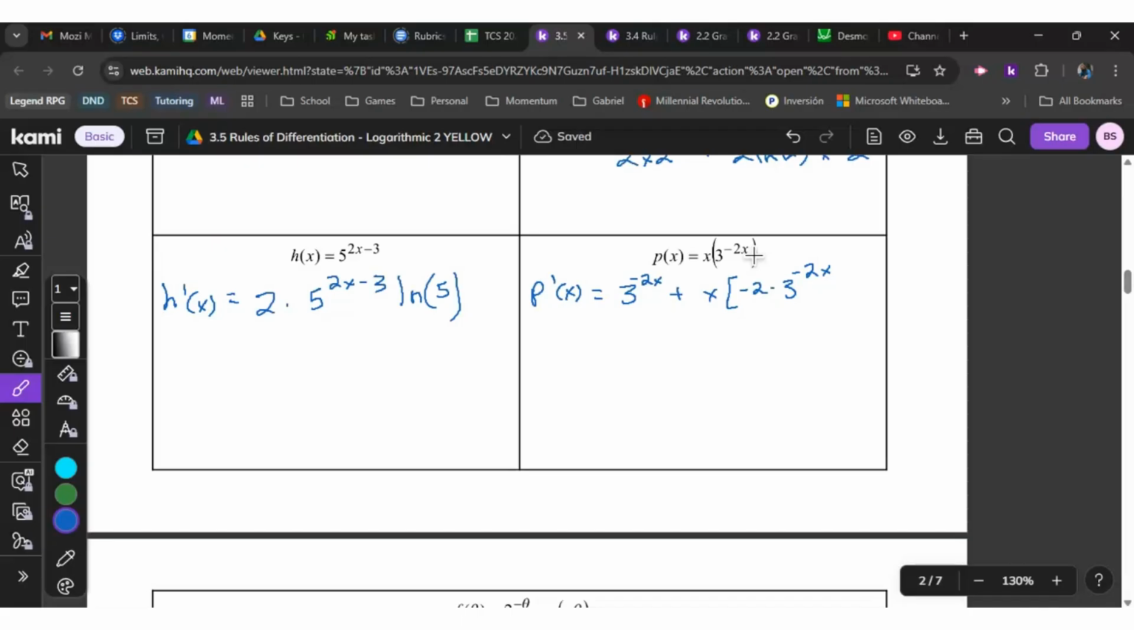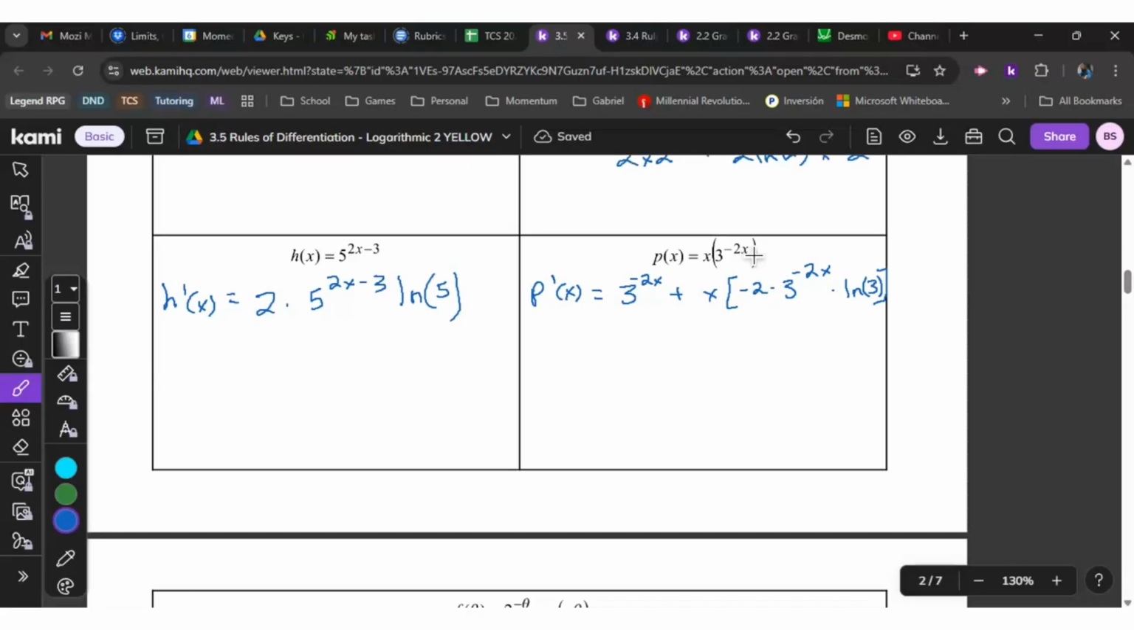And what's my last step? I'm going to keep trying until you can get one. Yes, ln of 3. Are you okay? Yes. All right. Ln of 3, because the base is 3.